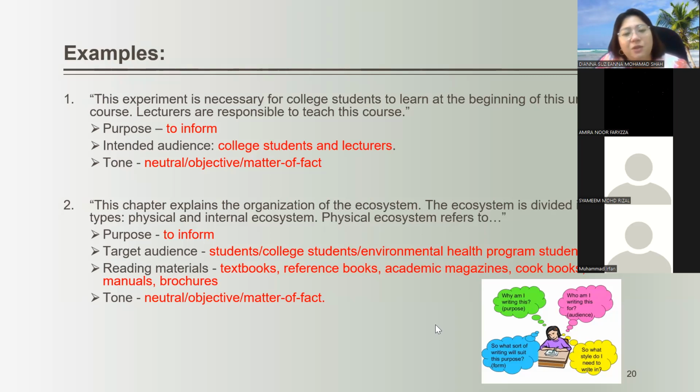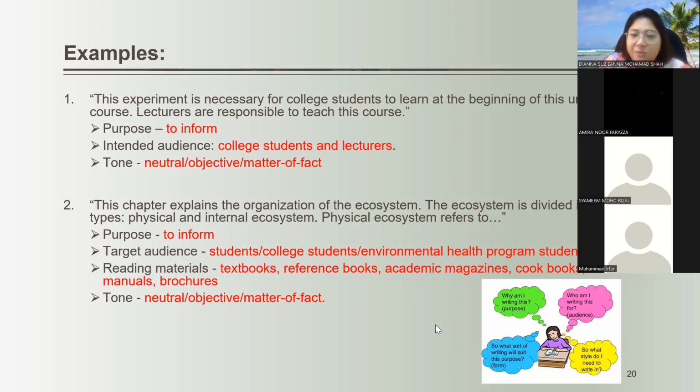Alright, okay, so number 2, this chapter explains the organization of the ecosystem. The ecosystem is divided into 2 types: physical and internet ecosystem. Physical ecosystem refers to blah blah blah. Okay, the purpose is actually to inform, because there is no instruction given. There is no instruction asking you to write 5 types of ecosystem pun tak ada. They're just to inform you, explain the organization of the ecosystem.